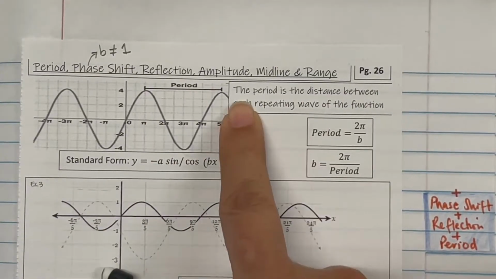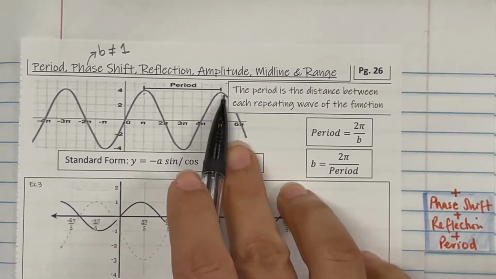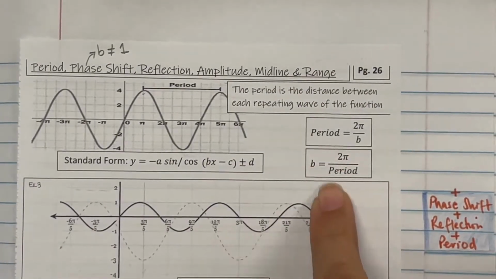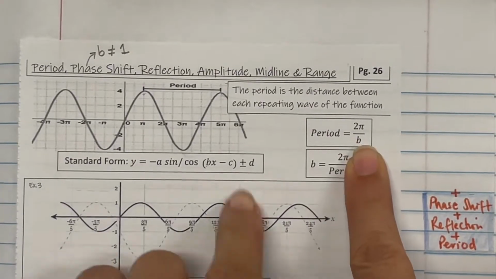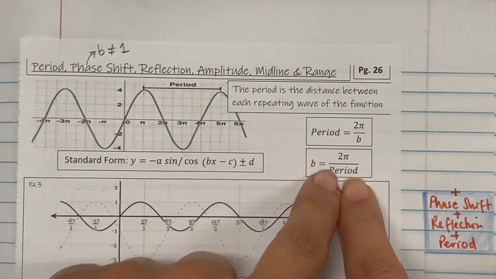So let's just go over what a period is. A period is the distance between each repeating wave of the function. So maximum to maximum, okay? That's a period. And these are the two formulas that you're going to use. One is for period and one is for finding b. So remember, to find b, the number in front of x.